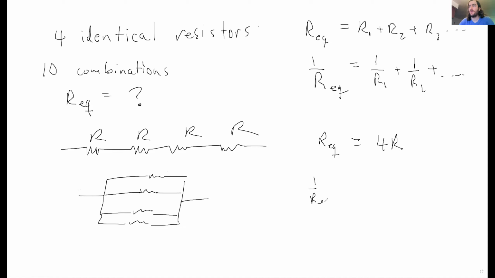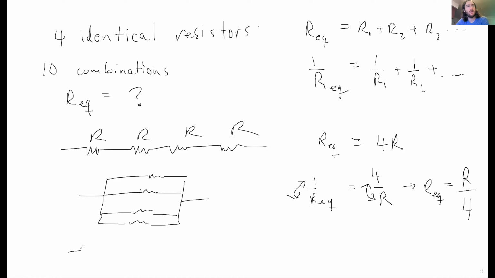1 over R_eq would be 4 over R, that's right. But what would R_eq be? So we would reciprocate both sides. So R, it should be... Hold on. I think you know it. It should be R over 4. Yeah, I was going to say, I think you know it. Just have some confidence there. It's R over 4. So we just flip-flop this guy, right? And we flip-flop this guy. So R over 4 for that one.